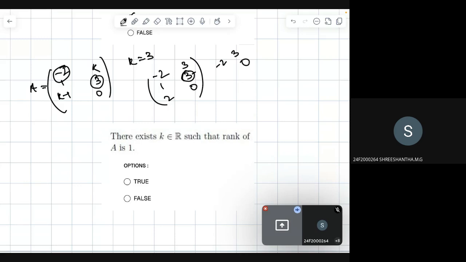1 minus 2, this is 3, and we add this, right? The rank comes out as 2 again, right? So there does not exist any k belongs to R such that rank is 1. Rank will always come out as 2, so this is false.